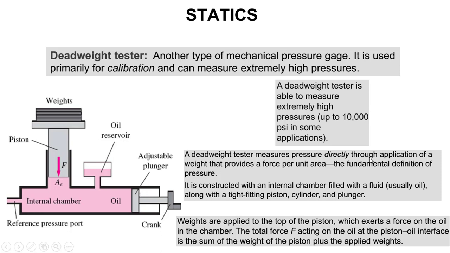This one can measure extremely high pressures, up to about 10,000 psi. So it depends on what application you want to use it for. Maybe you are dealing with weigh stations where trucks or buses have to be weighed, so you can use a U-tube manometer there. But you might need something that can withstand very high pressures, for example a dead weight tester.